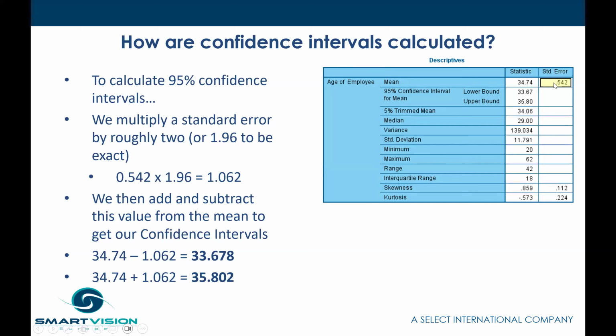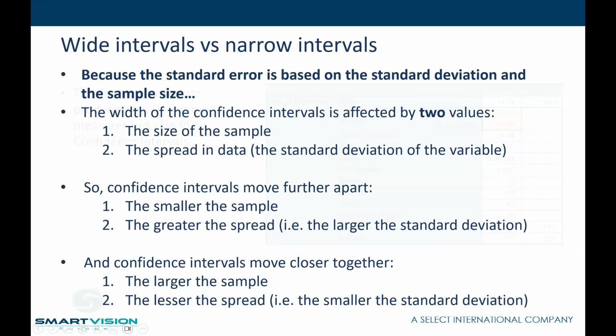And when we multiply 0.542 here by 1.96, it comes out as 1.062. We take that away from 34.74, it gives us 33.67. We add it to it, and it gives us 35.82. And that's how it's calculating the confidence intervals.